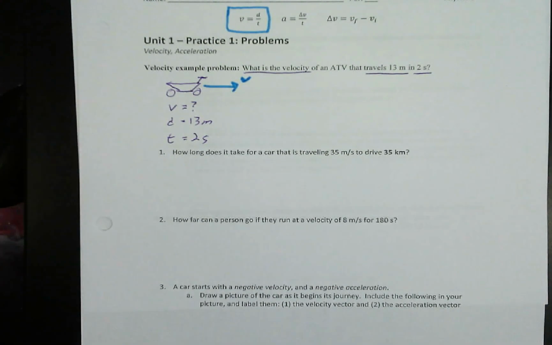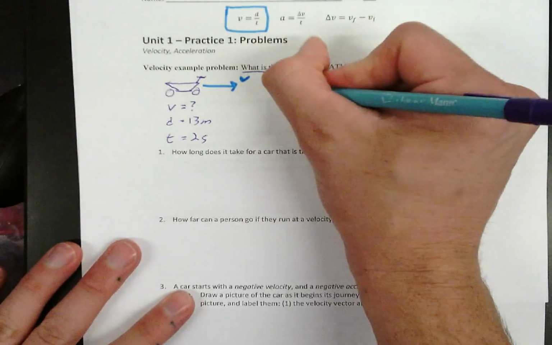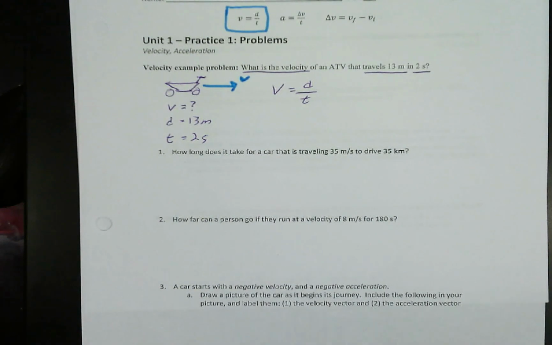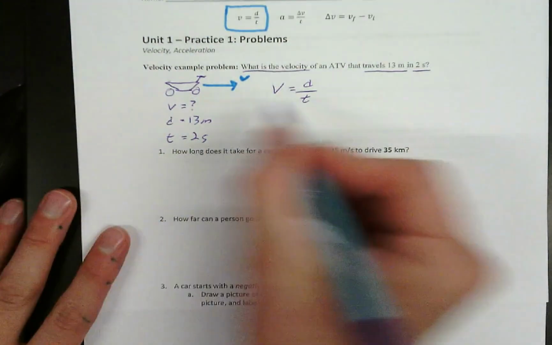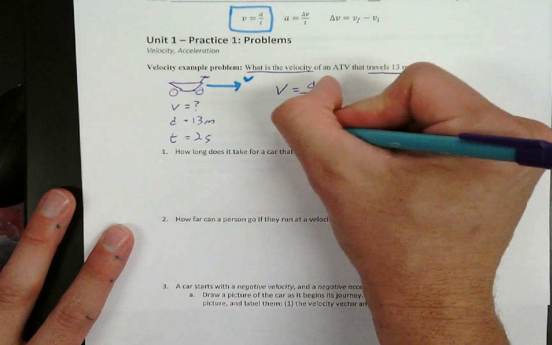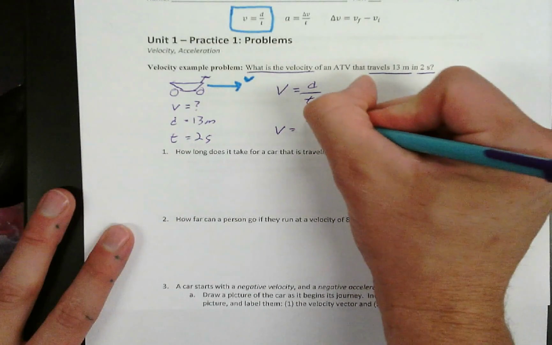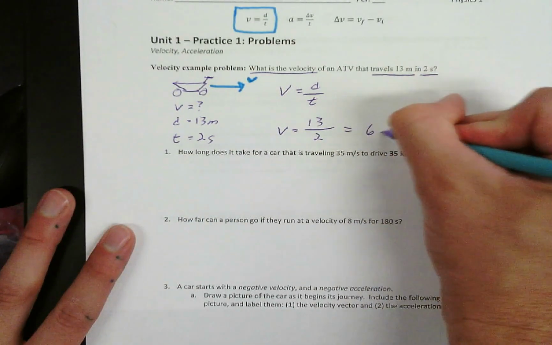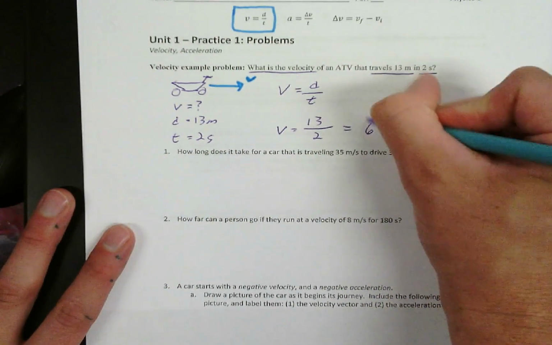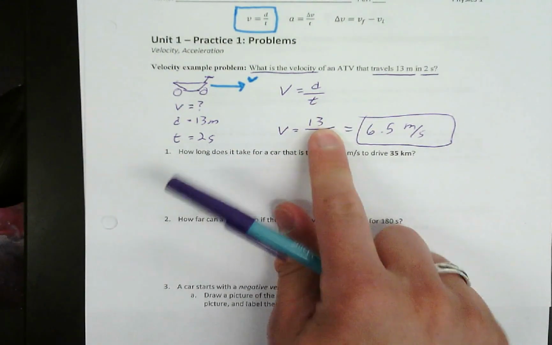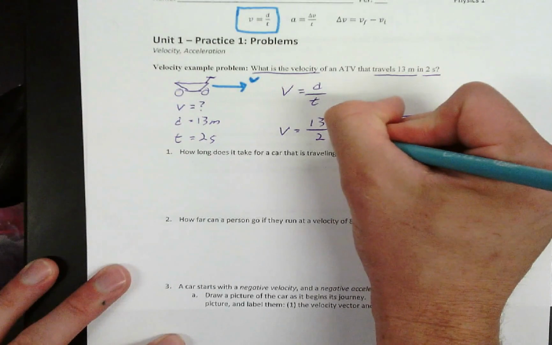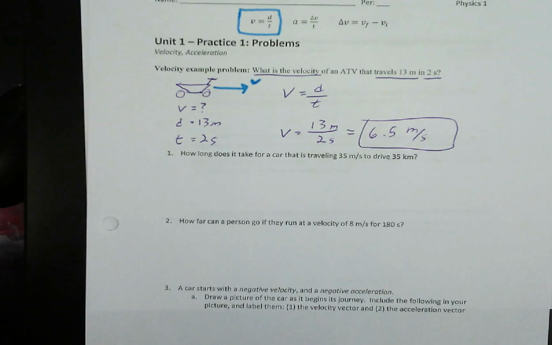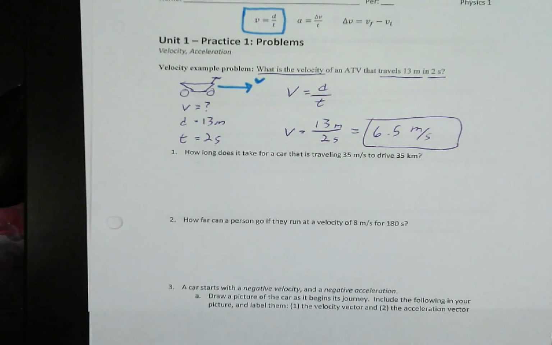Okay, once you've got that, you figure out what equation you're using. We're using this one the whole time on the front page, V equals D over T. Then you plug things in exactly the way they look. So if I plug in V, I don't know what it is, so I'm leaving it as V. D is 13. T is 2. 13 over 2 is 6.5. If you're not sure about the unit, it's meters over seconds. So the unit is meters over seconds, meters per second. And that's how you solve those.